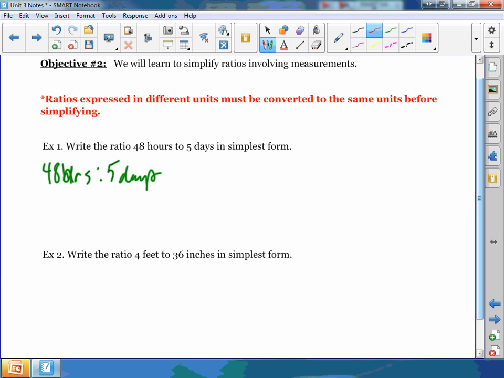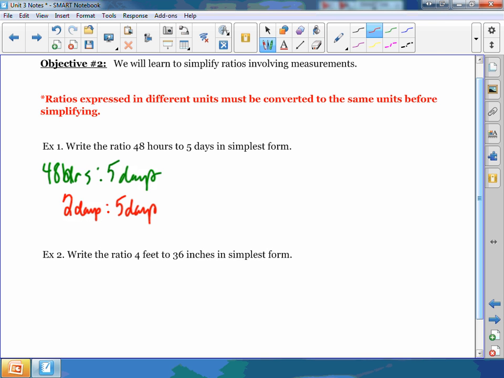Frankie. Yeah, so this becomes 2 hours to 5, or I'm sorry, 2 days. Forgot we changed it. So this is 2 days to 5 days. But you don't actually even need the units anymore. And I'll show you why.